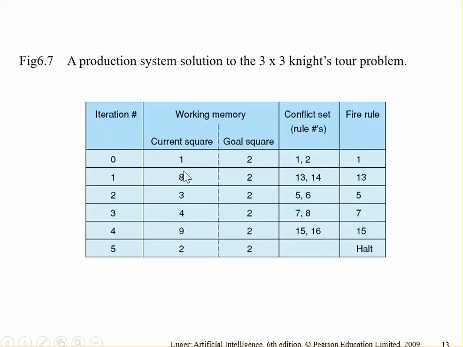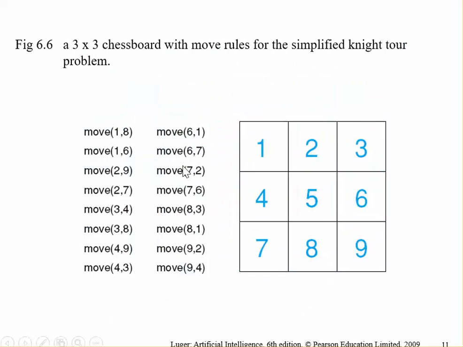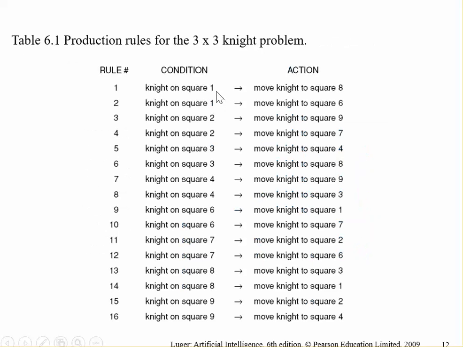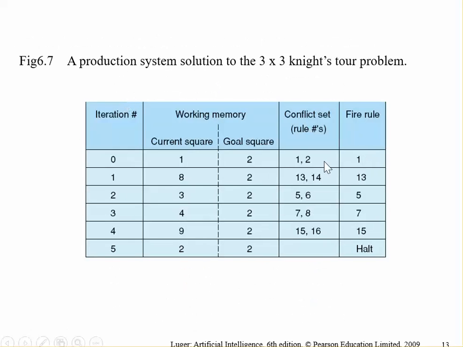So here we're on 1, that's the current state. We're on square 1, right here. What to do? I got two options, either 8 or 6, right? So if I'm on 1, 8 or 6. These are the only two rules that match the condition, because nothing else talks about 1. So I have in my conflict set rules 1 and 2. And then if I do the first rule, then I do 1.